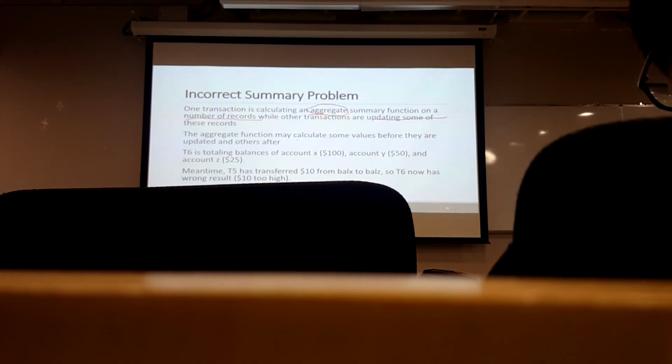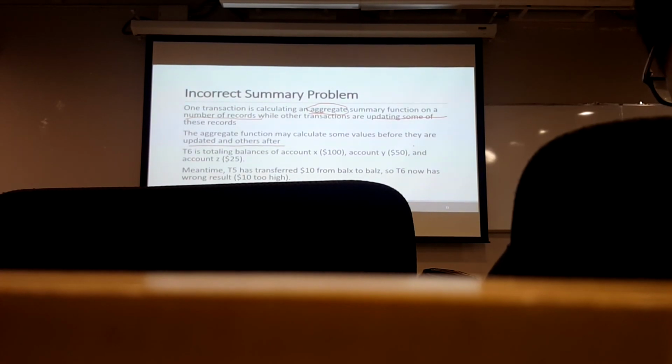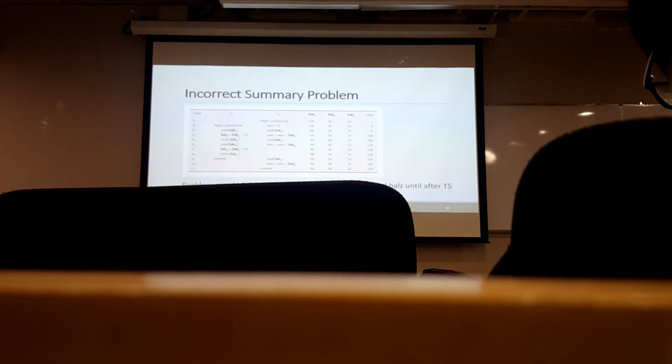The aggregate function may calculate some value before they are updated. Meaning they use the intermediate result to do the calculation, the aggregate function. Okay, let's see the example. This should be quite easy. So we have transaction 5 and transaction 6. Okay, so we have three balances for three accounts.